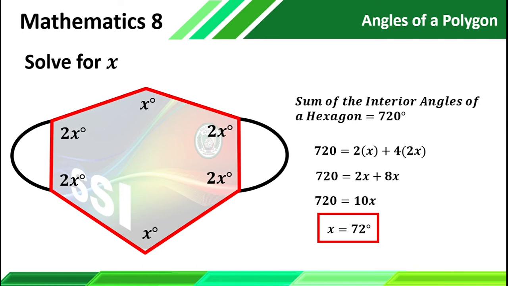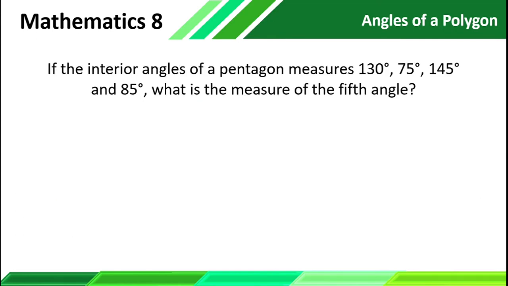But we are also looking for the value of 2x. So we just simply multiply this one by 2. Therefore, 2x is equal to 144 degrees. That's how you integrate the formula of the sum of the interior angles here in our problem.